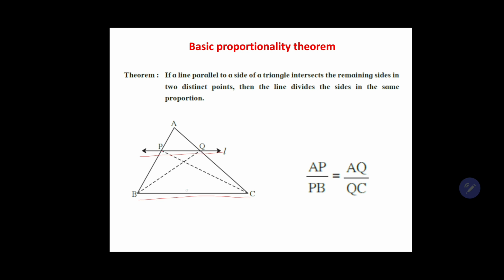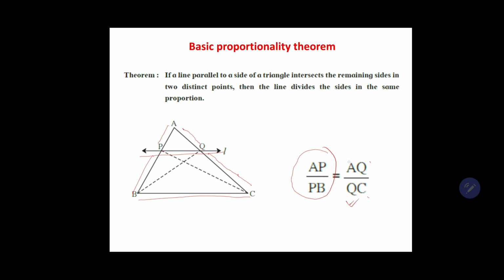If this is the case, then we have the ratio of AP and PB, that is AP divided by PB, equal to, on the right hand side, the two sections made by line L, that is AQ and QC. So on the right hand side we have AQ divided by QC.